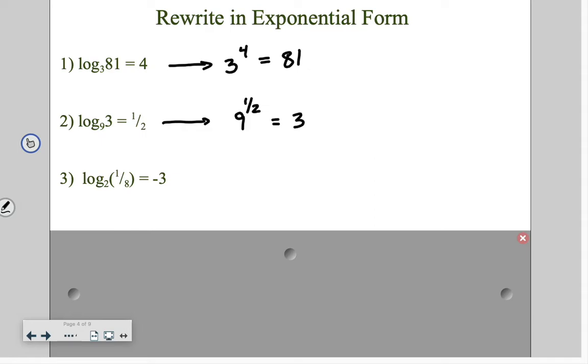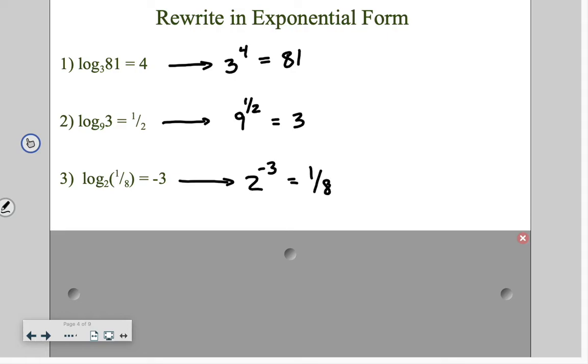Log base 2 of 1/8 equals -3. Again, we start with the base. Base 2. What power am I going to raise the 2 to? 2 to the -3rd. Okay. Again, whatever the log equals is always the exponent. That's what a log does. 2 to the -3rd is equal to 1/8.